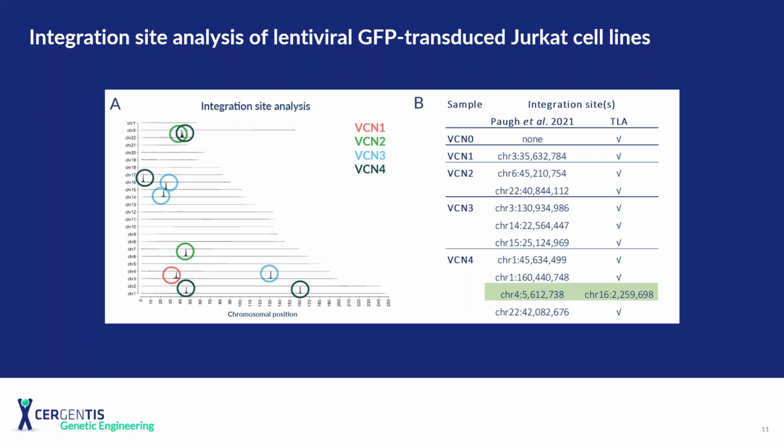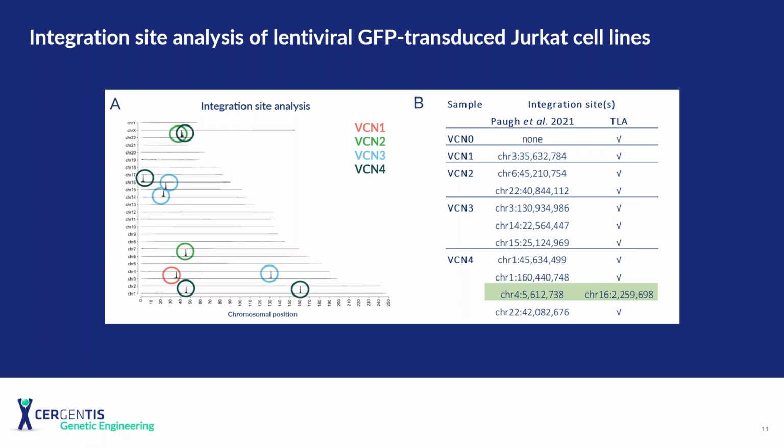So basically here you can see where your vector has been integrated, and whether it is a single integration or multiple integrations. I would also like to emphasize that all these samples were tested independently, and we only combined the data of all these samples for representation purposes. The data was as expected. We haven't detected any integrations in the control cell line, VCN 0, and we detected only 1 integration site in the VCN 1 sample, 2 integration sites in the VCN 2 sample, 3 in the VCN 3 sample, and 4 in the VCN 4 tested sample.